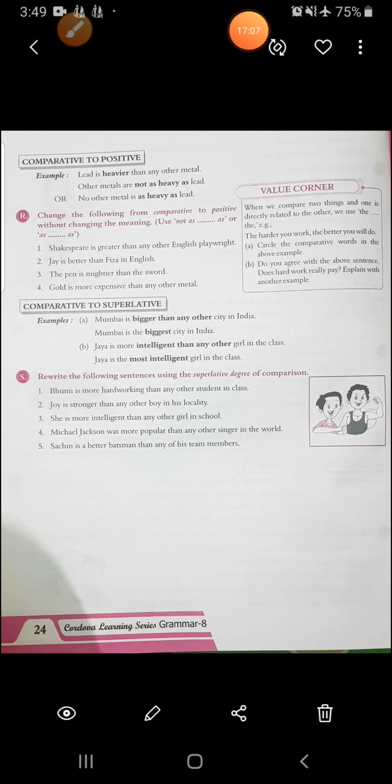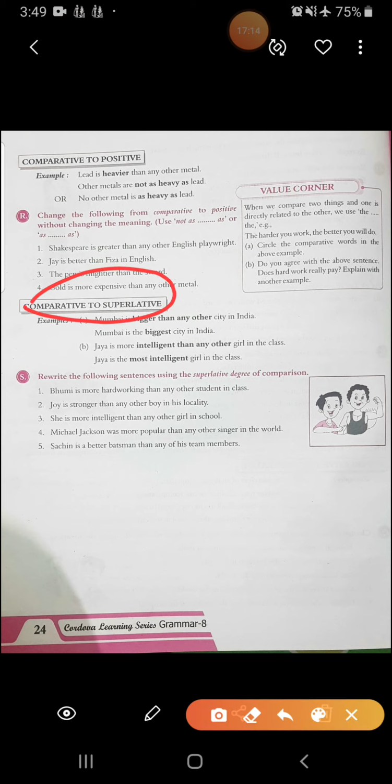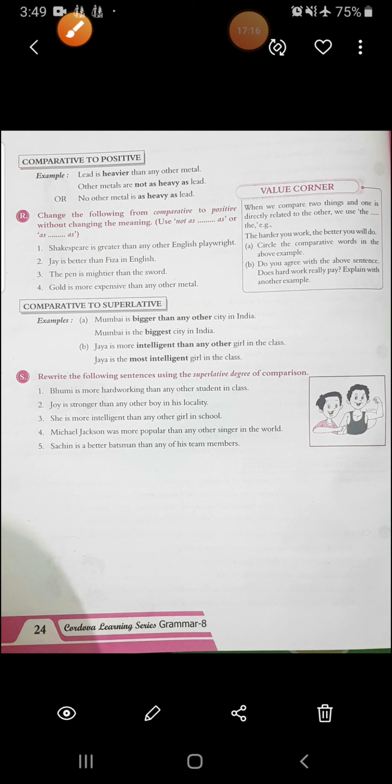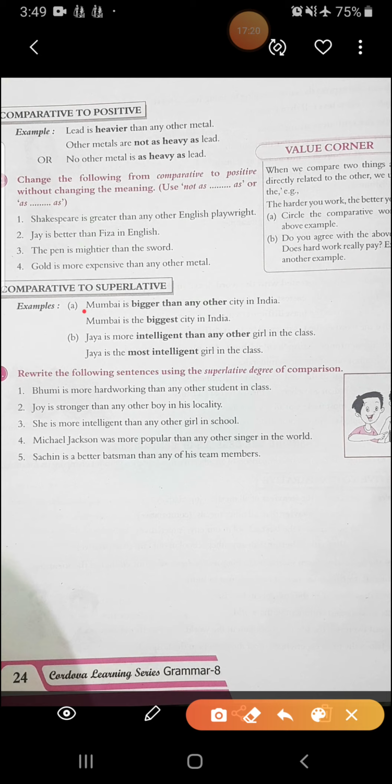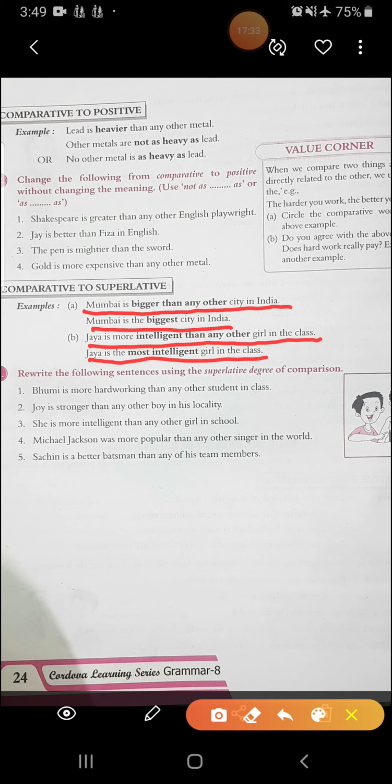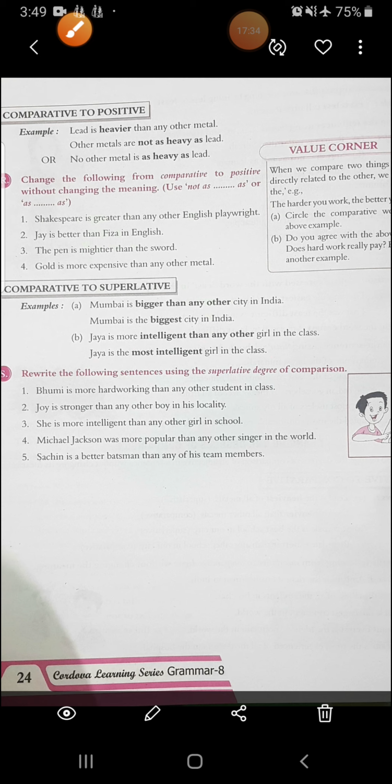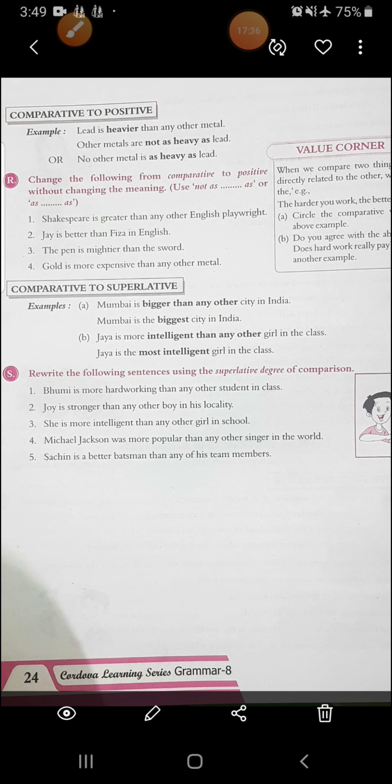Now what we have to do in the last exercise, we have to change from comparative to superlative degree. Comparative to superlative. Like if you see this example 1, Mumbai is bigger than any other city in India. Mumbai is the biggest city in India. Jaya is more intelligent than any other girl in the class. Jaya is the most intelligent girl in the class. This is actually quite an easy one. You just have to change it into superlative degree.